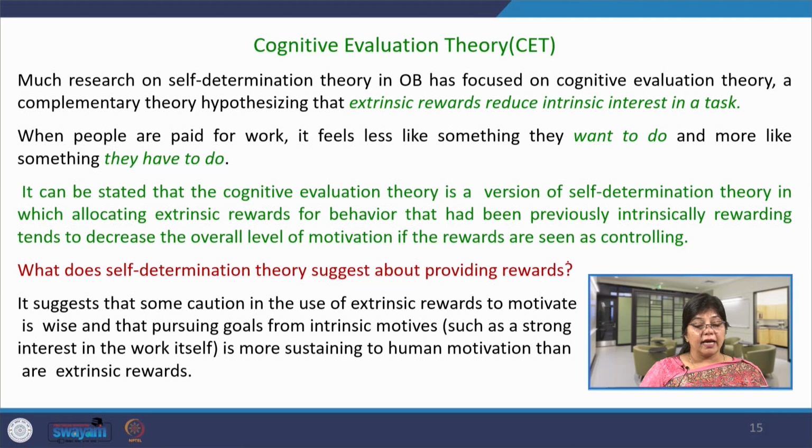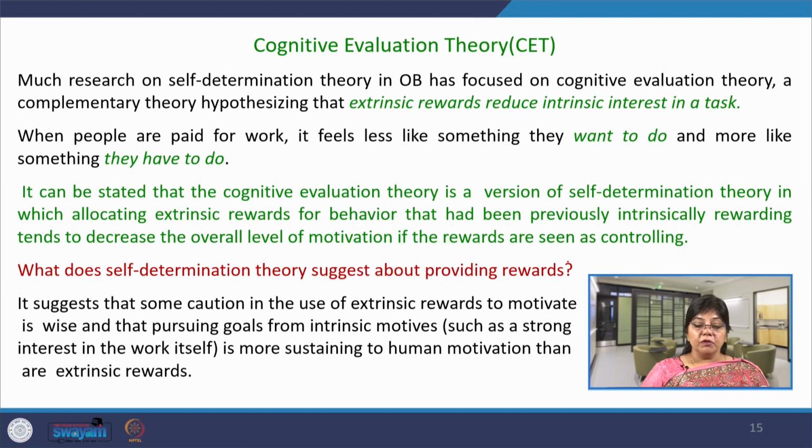So, when we talk about cognitive evaluation theory, it is about how extrinsic rewards reduce intrinsic interest in a task. So, it can be stated that the cognitive evaluation theory is a version of self-determination theory in which allocating extrinsic rewards for behavior that had been previously intrinsically rewarding tends to decrease the overall level of motivation if the rewards are seen as controlling. So, that means if the intrinsic factor is being controlled by the extrinsic factors, then the intrinsic motivation is decreased and there is less excitement in the job to perform. So, the sense of I want to do is converted to I have to do.